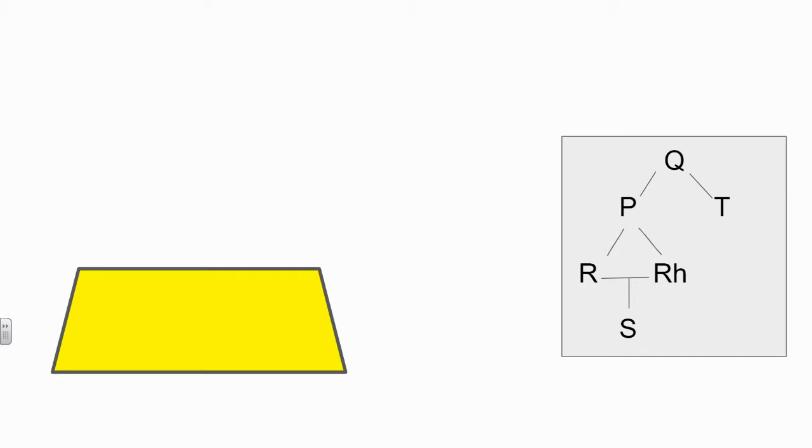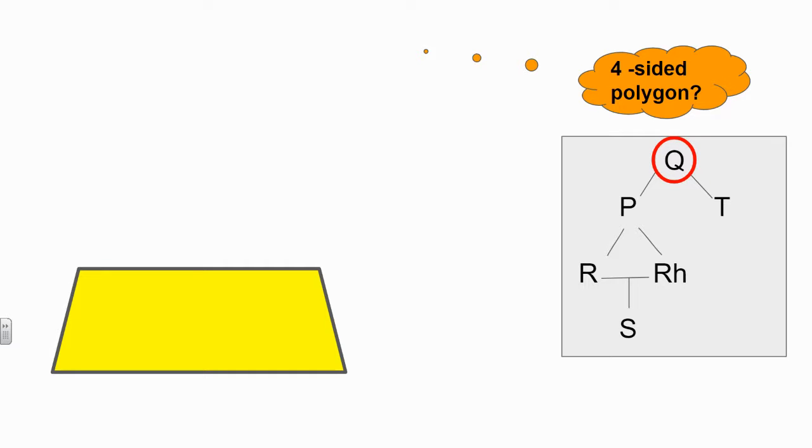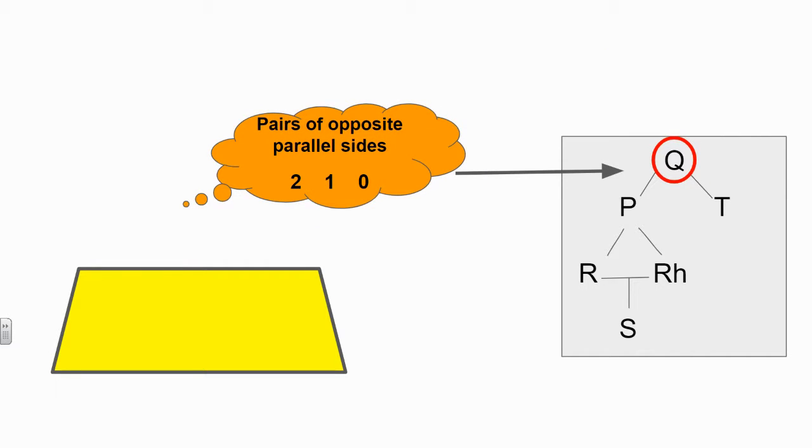So let's take a look at a couple more. First thing we're going to think about is a 4-sided polygon. In this case, it is. So we know that it is a quadrilateral. So we can keep going. The next thing we're going to look at is how many pairs of opposite sides does it have that are parallel? 2 would be a parallelogram, 1 would be a trapezoid.